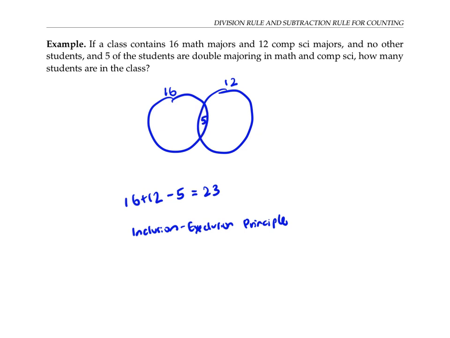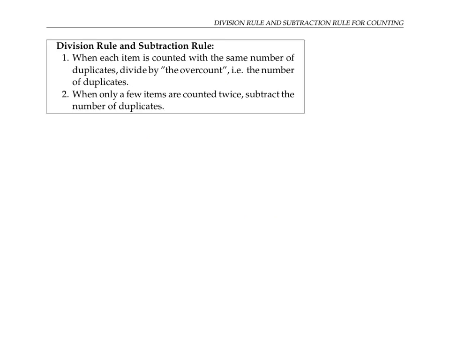If everybody had been counted twice, then we would have been able to divide by 2. So as general principles, when each item is counted with the same number of duplicates, we can divide by the overcount. In the table problem, all the arrangements were counted 6 times, so we divided by 6. When only a few items are counted twice, then we can subtract the number of duplicates. So in the comp sci math major problem, we subtracted 5.